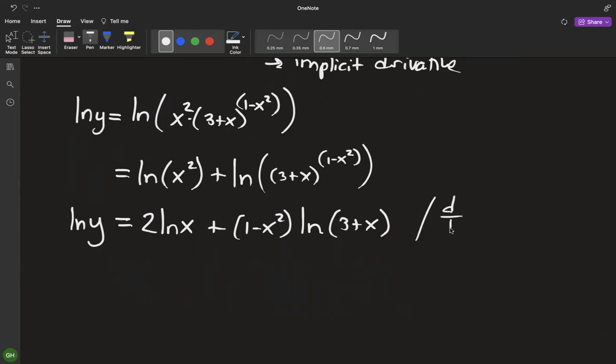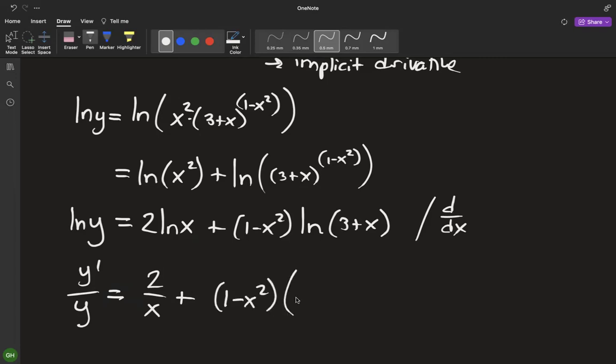So I'm going to apply d by dx to both sides. On the left side, that's just going to be y prime divided by y, because whatever's on the inside, you move it to the bottom, multiply by its derivative. Then this is going to be 2 over x plus, and then here I need the product rule. So this is going to be (1 minus x squared) times the derivative of ln of (3 plus x), plus the derivative of (1 minus x squared) times ln of (3 plus x).